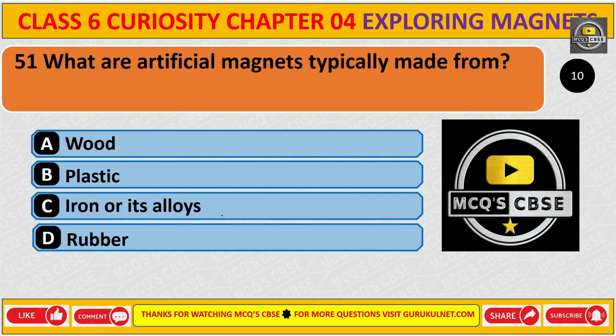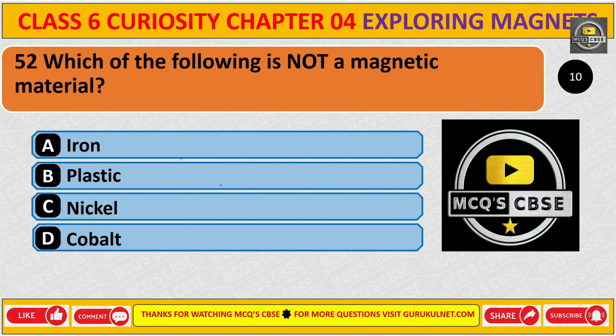Our first question: what are artificial magnets typically made from? And the correct answer is C, iron or its alloys. Which of the following is not a magnetic material? And the correct answer is B, plastic.